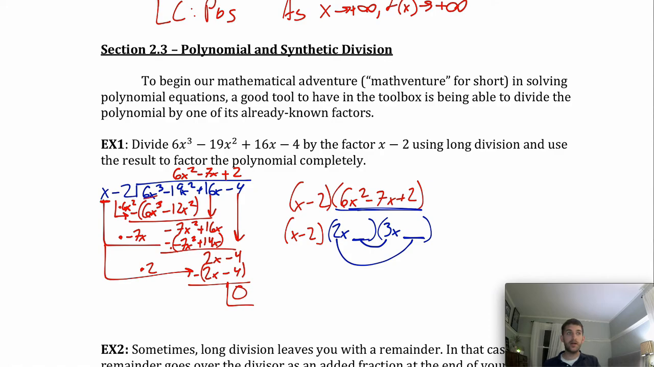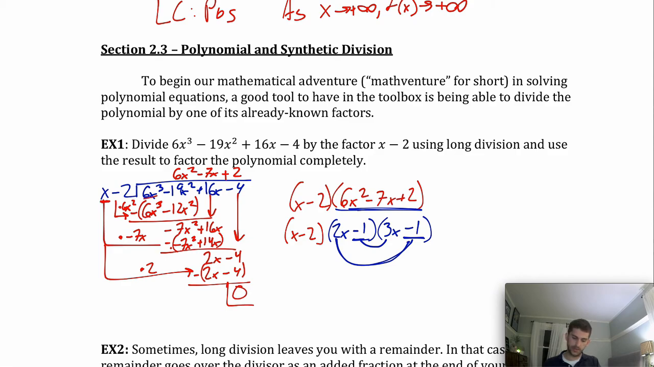Thankfully, there's not a whole lot of options. So when we try these out, we have to think of two numbers multiplied to give us positive 2. That's either 1 and 2 or negative 1 and negative 2. If we try negative 1 and negative 2, when we go through and do 2x times negative 1, that gives us negative 2x.